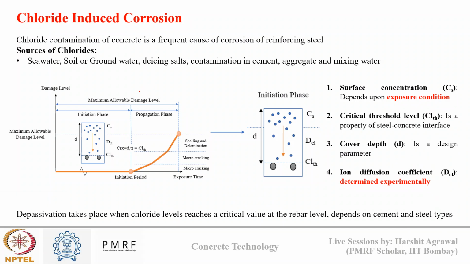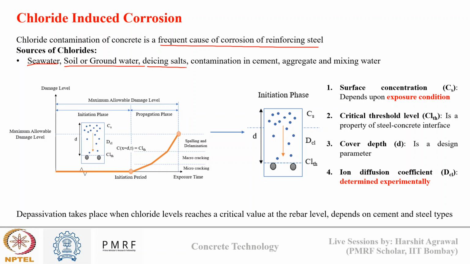So now this chloride induced corrosion in concrete is a very frequent cause of corrosion in reinforcement steel. Okay, but from where can chloride come? So sources of chloride can be seawater if the structure is present near a seashore. It can be soil or groundwater.